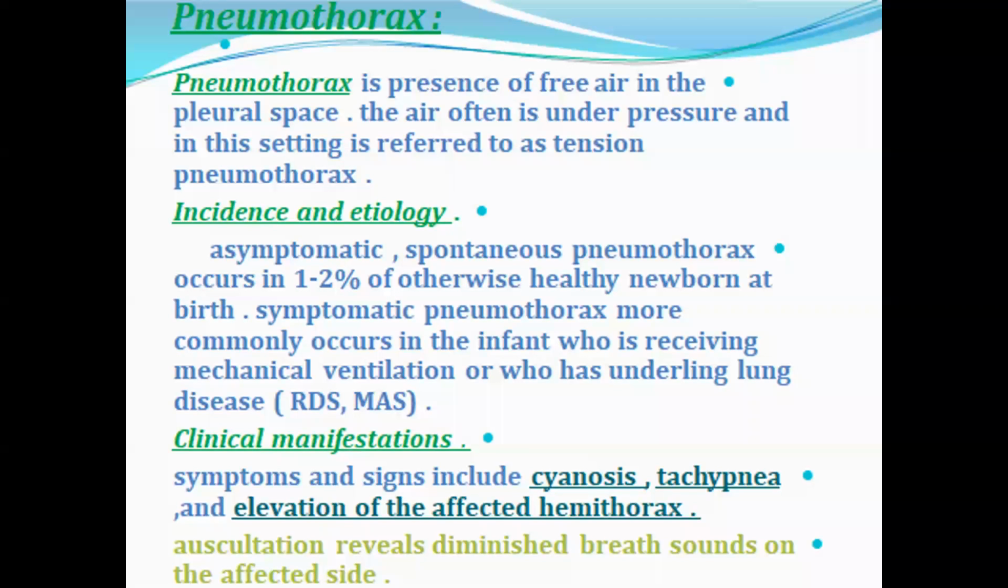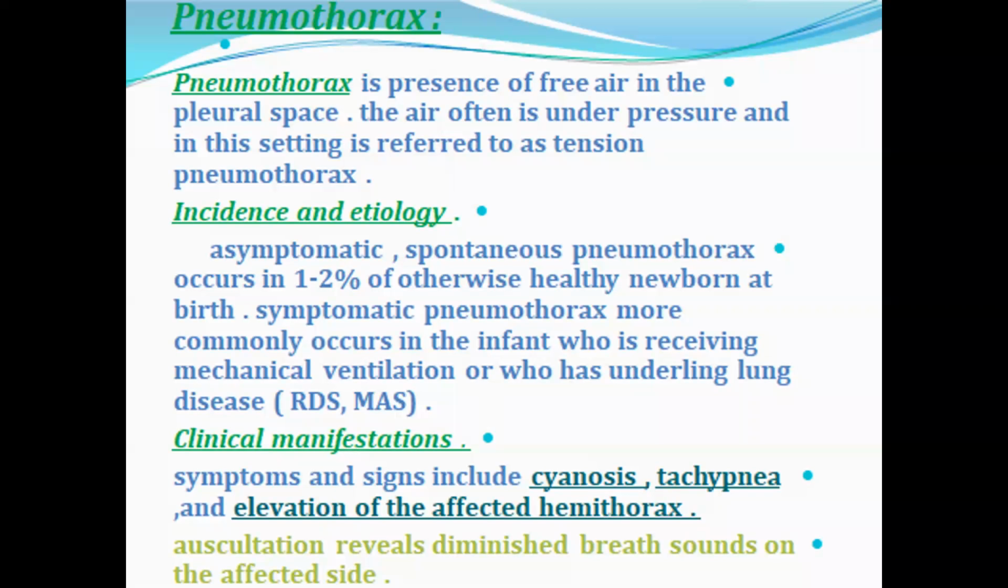Asymptomatic spontaneous pneumothorax occurs in 1 to 2% of otherwise healthy newborns at birth. Symptomatic pneumothorax more commonly occurs in the infant who is receiving mechanical ventilation or who has underlying lung disease, for example, respiratory distress syndrome or meconium aspiration syndrome, which we talked about before.